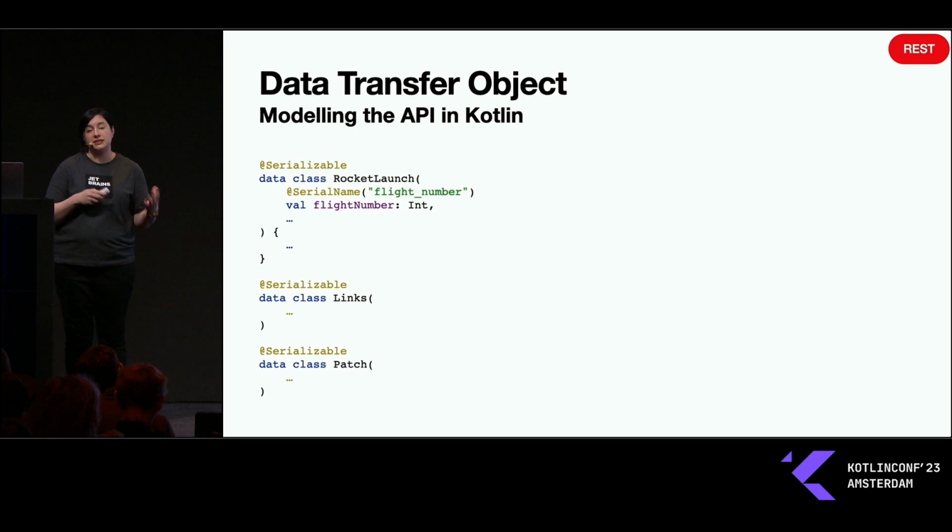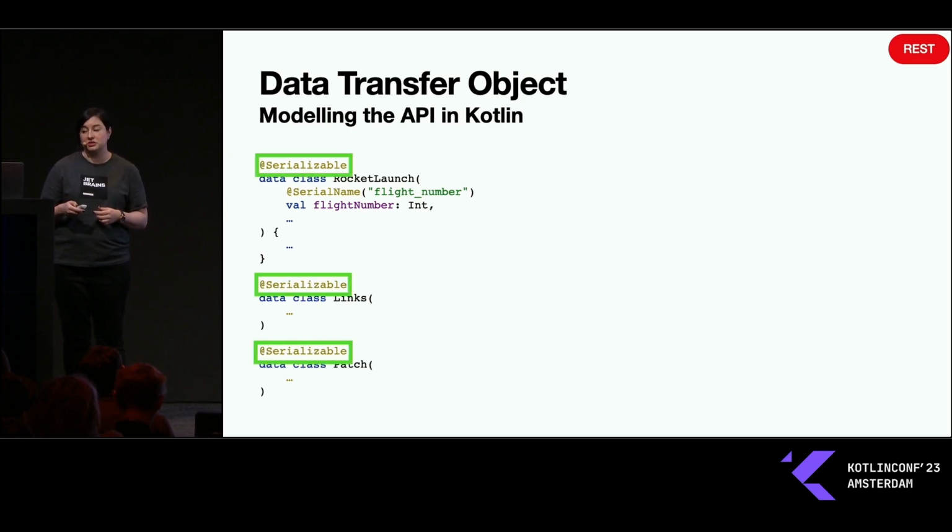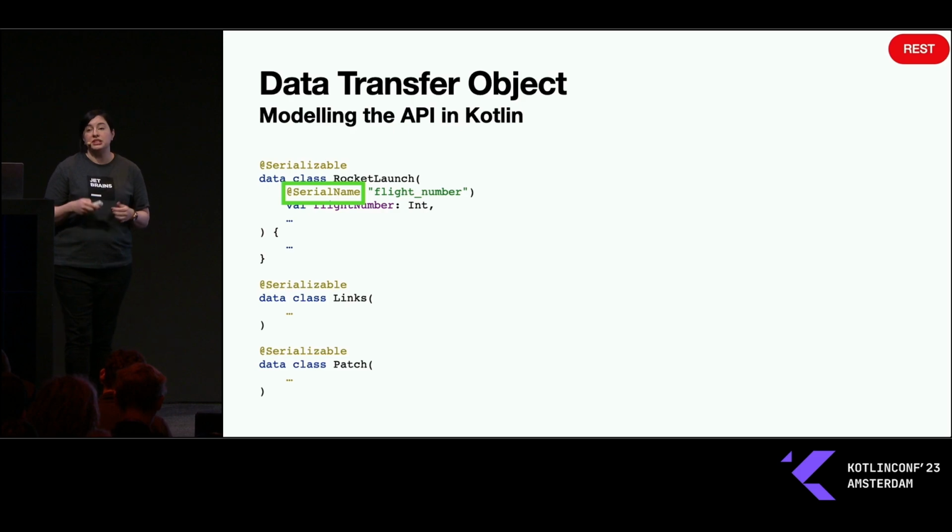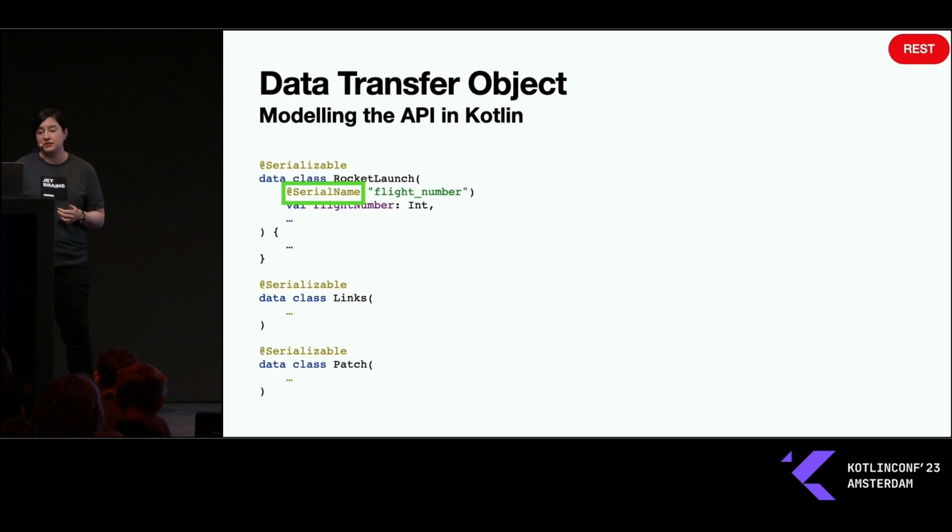Then to get Kotlin serialization to correctly deserialize, we need to annotate each class of the data structure with @Serializable. If you want to rename a JSON field to make it closer to more idiomatic Kotlin, you can use the @SerialName annotation. We also need to set up this plugin in our Gradle build files.